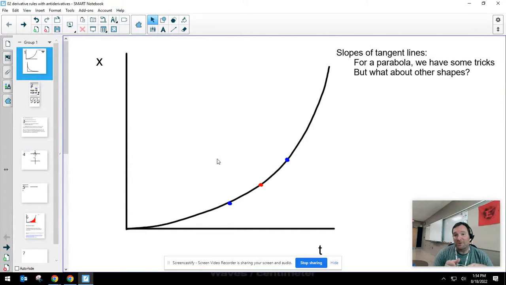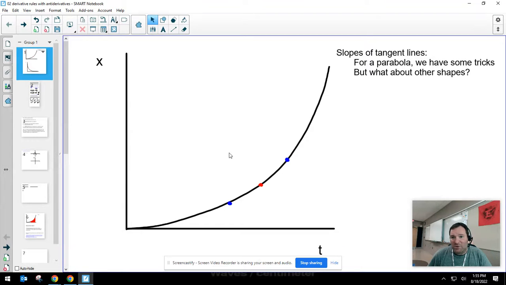And if I take data points 2, 3, and 4, then that average slope does a pretty good job of telling me what's the slope in the middle. If I take data points 3, 4, and 5, then the slope of those 3 points does a pretty good job of telling me what's the slope at data point number 4, and so on. That works really well with a parabolic graph, but what if my graph's not a parabola?